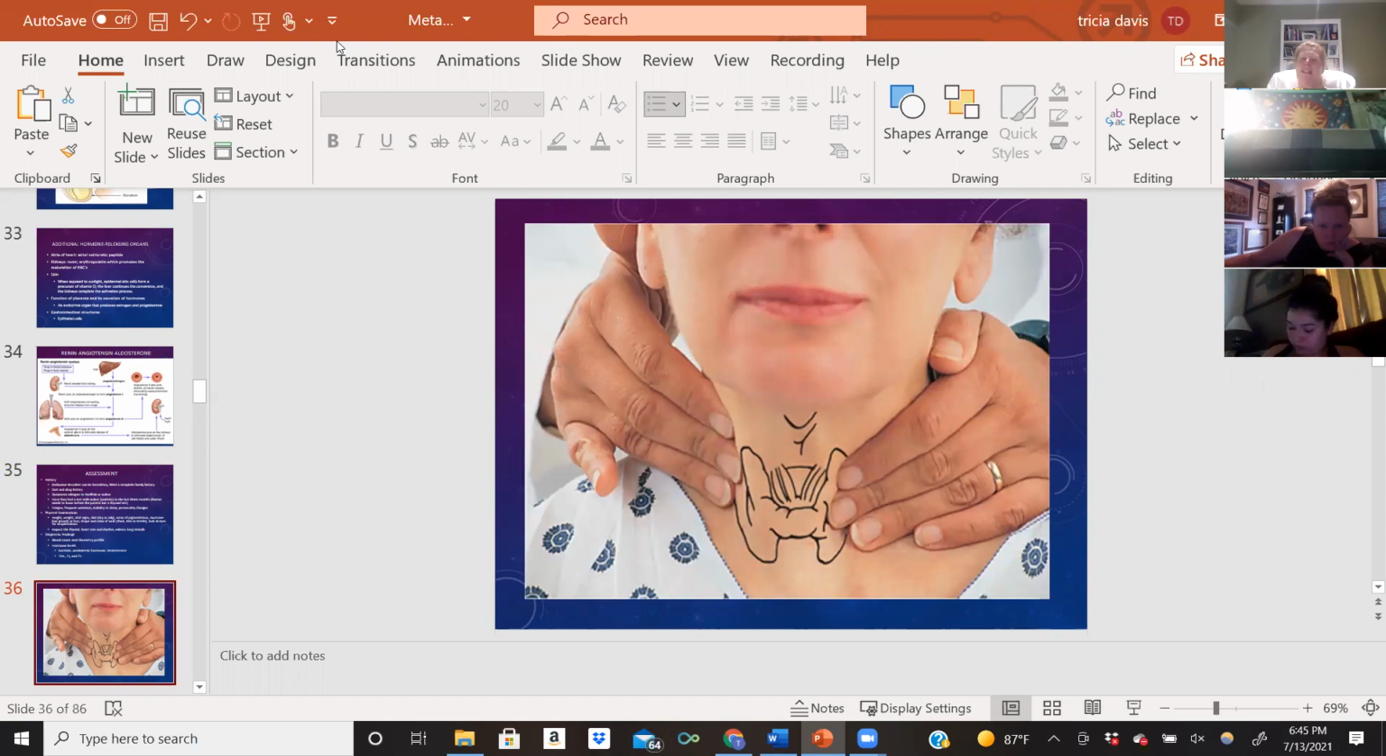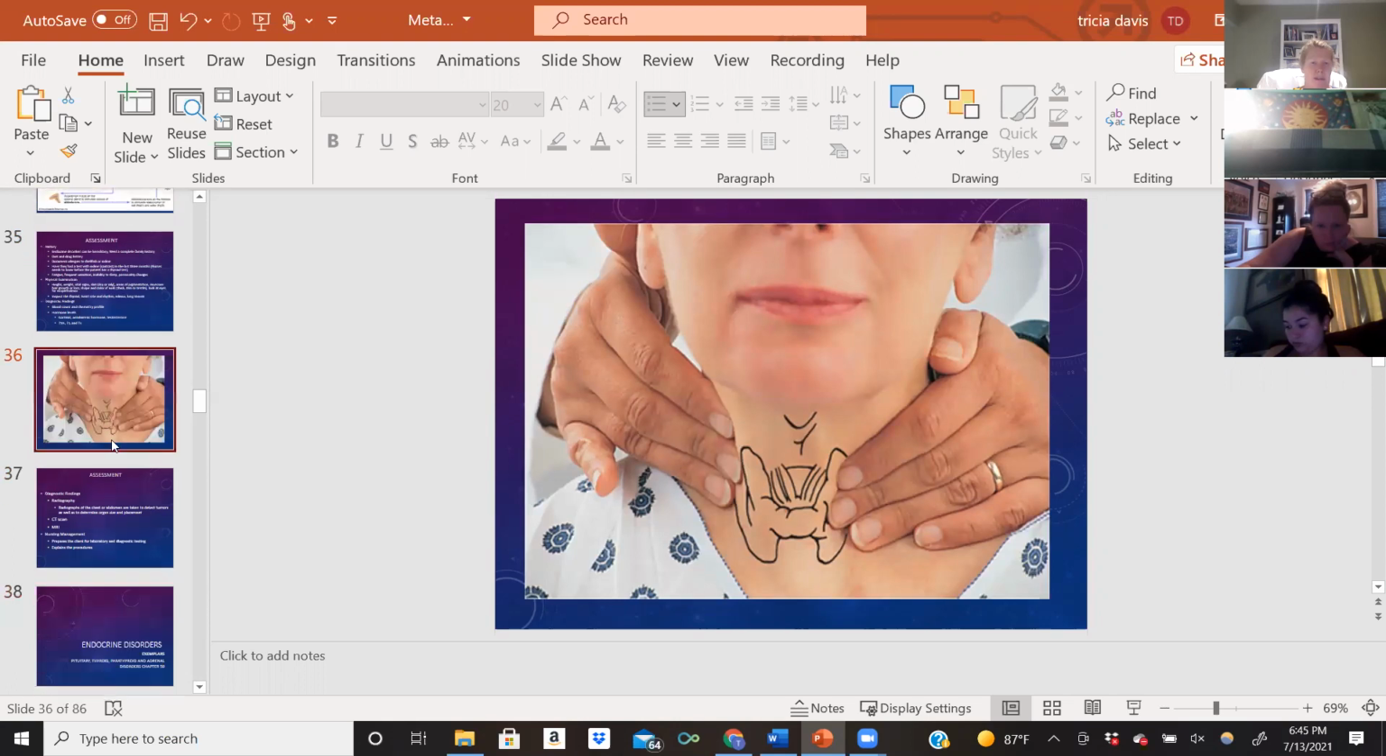It takes a little bit of practice, so if you've never really felt one before, you really don't know what you're looking for, but you should try it on yourself or a family member at home and see if you can find out where that is and see if you can palpate it.